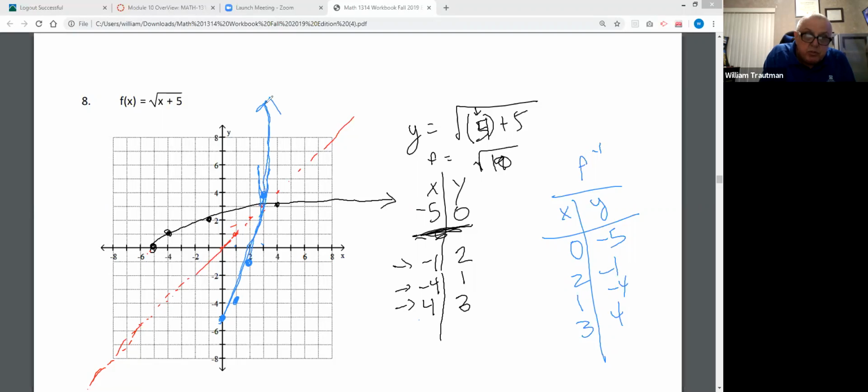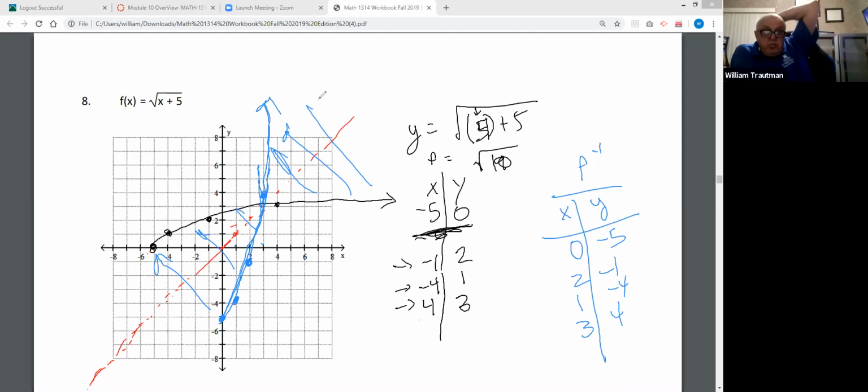There's what the blue graph looks like. And if you notice, they're mirror images of each other across the y equals x, across the dotted line. So that worked out really well by switching those that we picked. For a square root graph, I just had to pick more points so I could see the shape better.